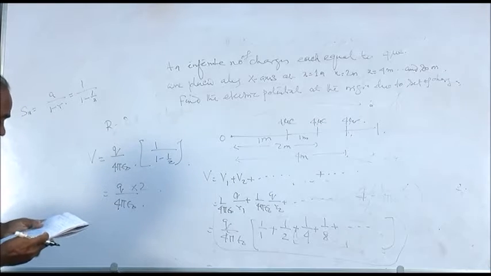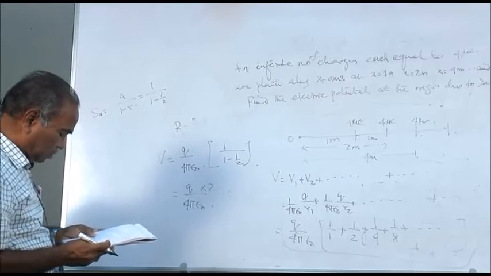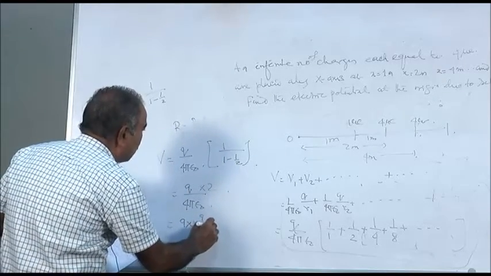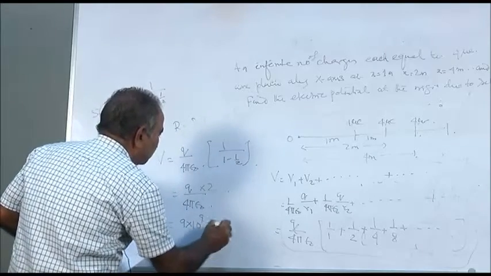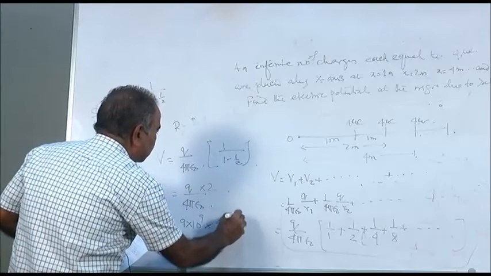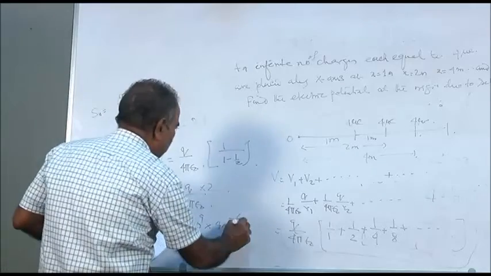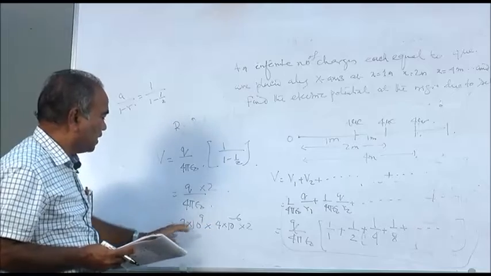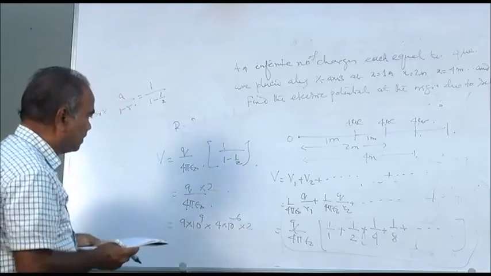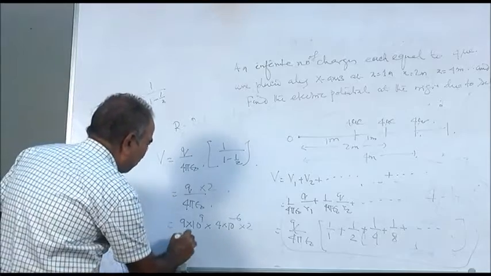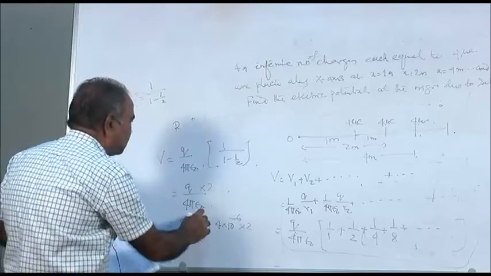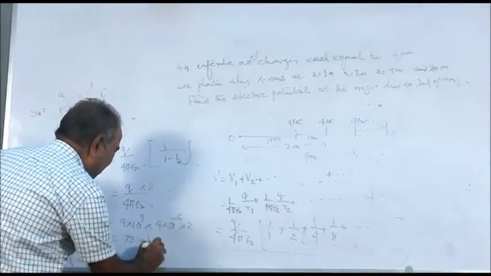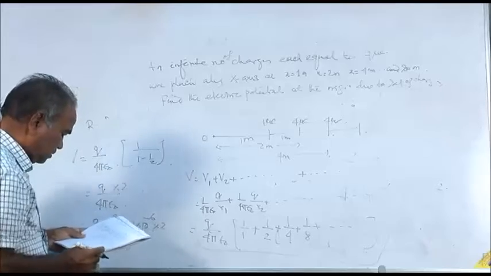And Q is given as 4 microcoulomb, and 1 by 4 pi epsilon 0 is 9 into 10 to the power 9. Q is equal to 4 microcoulomb, 4 into 10 to the power minus 6 coulomb, into 2. So that is 9 into 4, 36, into 2, 72. 72 into 10 to the power minus 6 plus 9, powers are added. So 9 minus 6 is equal to 10 to the power 3. This is 72,000 volts.